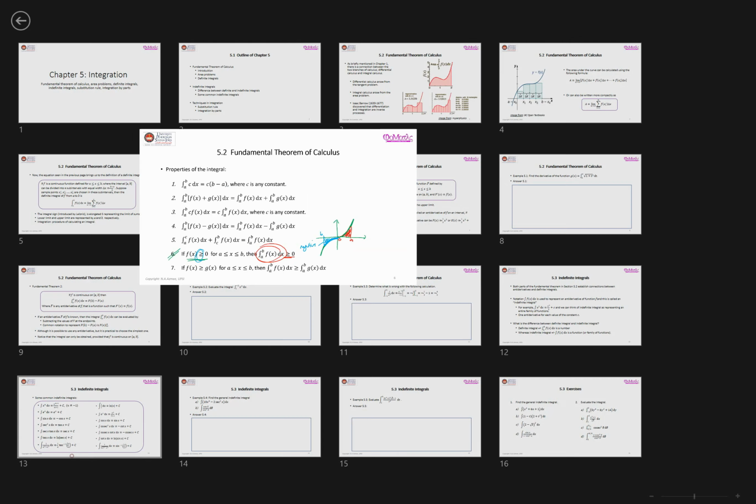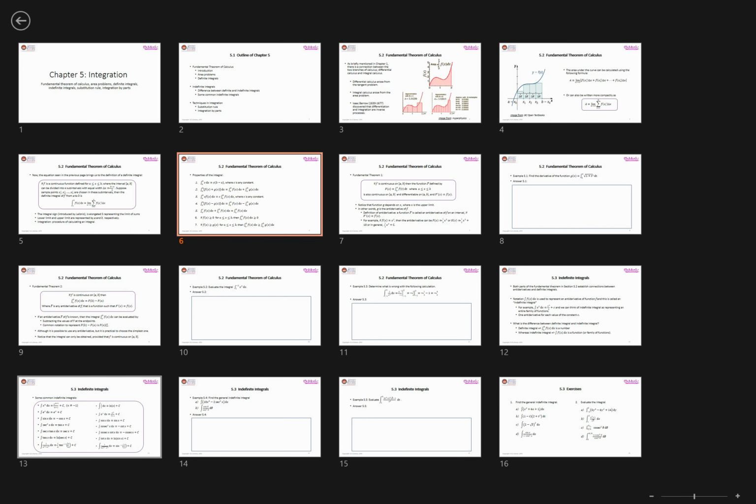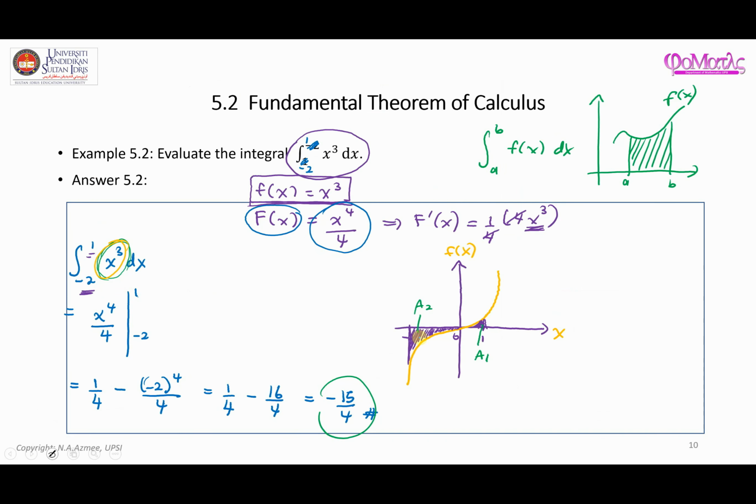And because of that, since our function is x cubed here, when you evaluate the integral from -2 to 1 and you get a negative result, the negative here represents the difference between these two areas. So it is not representing the area per se, it is representing the difference between two areas, area A1 and A2, and so that's why you get the negative result.